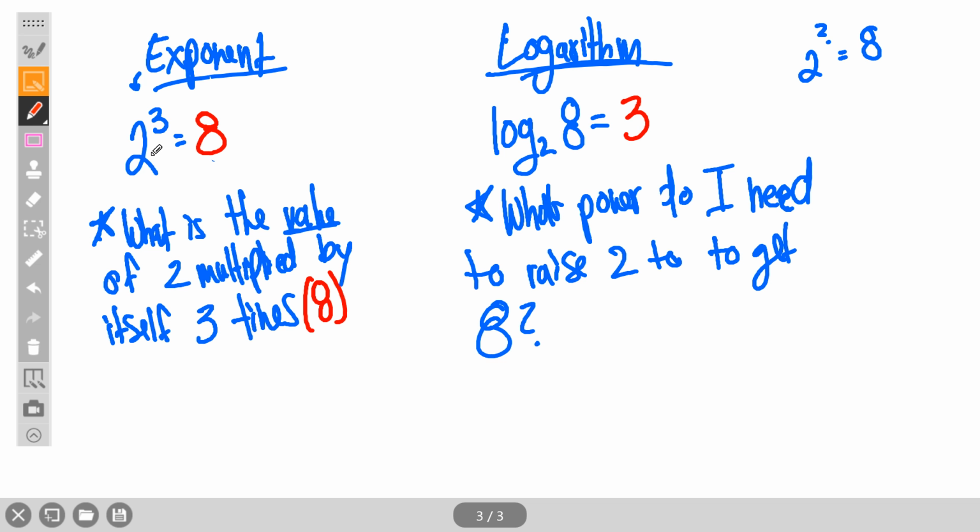So these all use the same 3 numbers, 2, 3, and 8, but it's written in a slightly different way because it's asking a different question about their relationship.